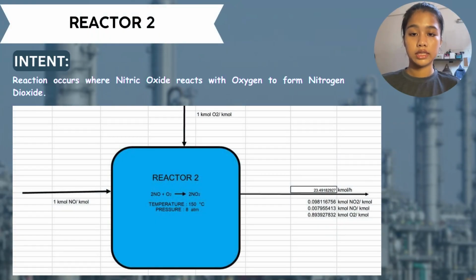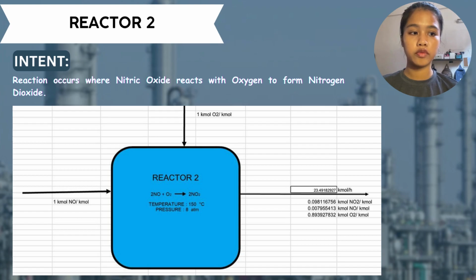For reactor 2, the intent of the design is to maximize the amount of nitrogen dioxide produced from nitric oxide. So how I found the reactor 2 values: on the input, there are two inputs, from separator 1 and separator 2. From separator 1 is 1 kmol per kmol of NO, and from separator 2, 1 kmol per kmol of O2. I found the values on the output by using NO conversion, finding the amount of NO on the output. The oxygen on the input will be the same on the output because it doesn't react, it just acts as an oxidant. So I found the kmol per kmol of O2 by dividing the value of O2 by the total of all the moles per hour in reactor 2.